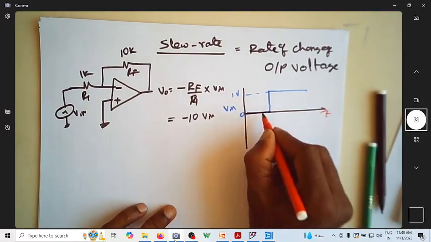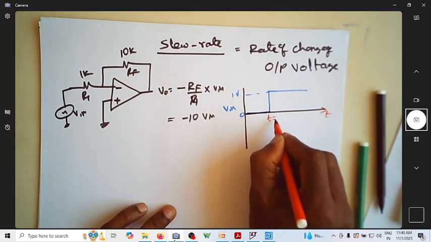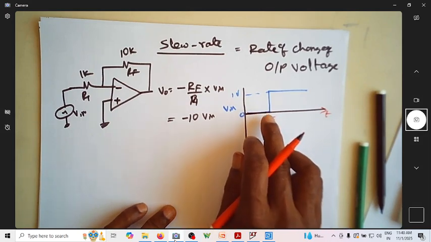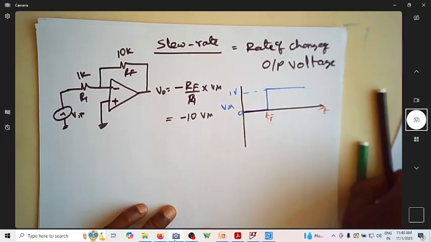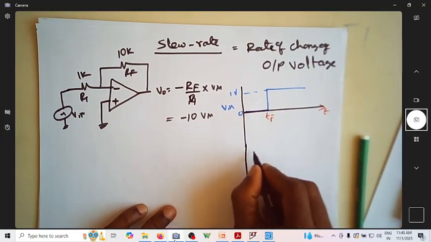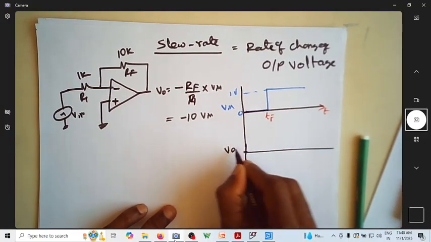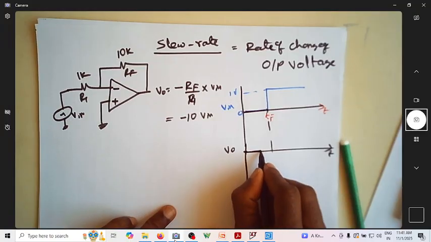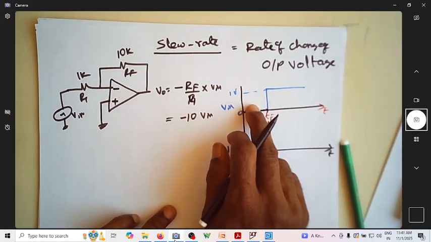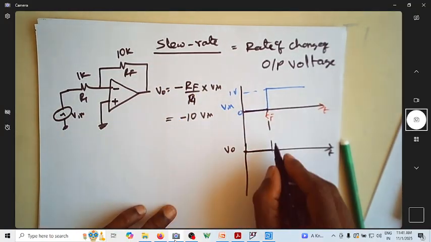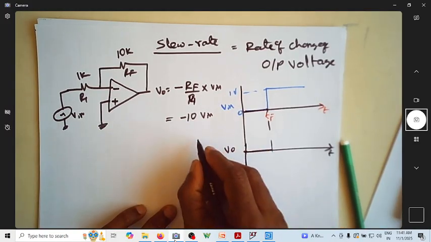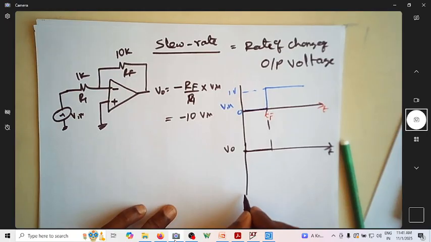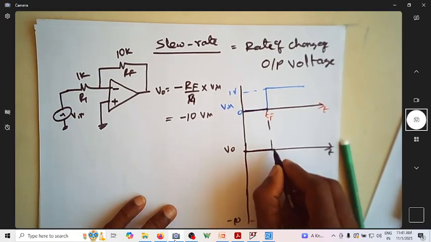This is with respect to time. At time t equal to t1, it is rising from 0 to 1 volt. So what is the corresponding output voltage you're looking at? The output voltage V naught with respect to time. We are expecting that when the input is 0, even though the gain is 10, the output is 0. Then the output is minus 10. So assume this is minus 10 somewhere here, and it should reach somewhere here.